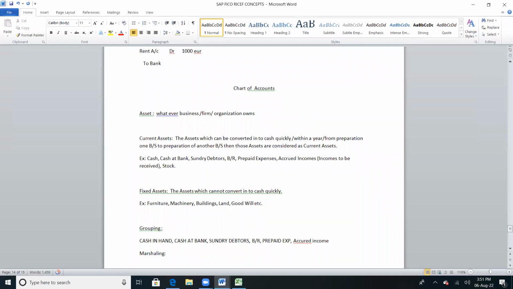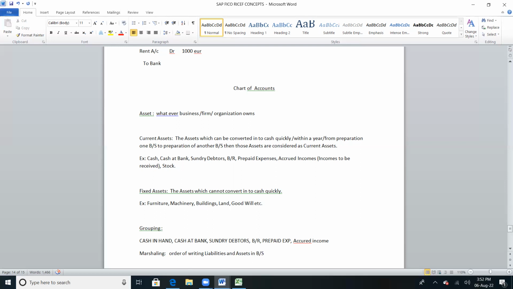Marshalling is nothing but the order of writing. It's very important. Order of writing assets, order of writing liabilities and assets in the balance sheet. What is the order you will follow normally when you prepare your balance sheets in intermediate or degree or your MBA or MCom or whatever?